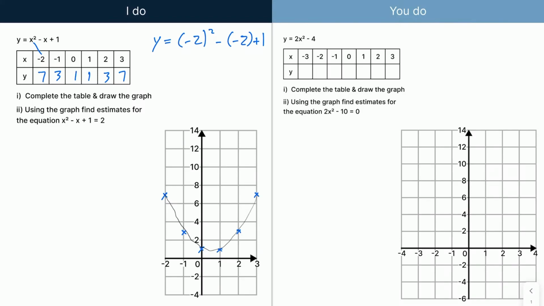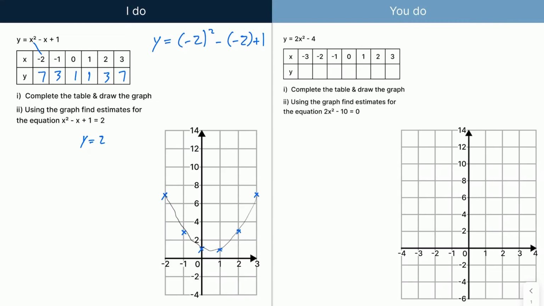The next question is saying, using the graph, find estimates for the equation x squared minus x plus 1 is equal to 2. Notice this equation is the exact same as there. We've already plotted that. The only difference is y has been given as 2 now. So we need to draw the line y is equal to 2. That line will look like this. That is the line y is equal to 2.